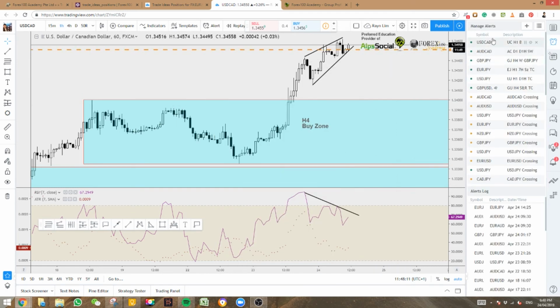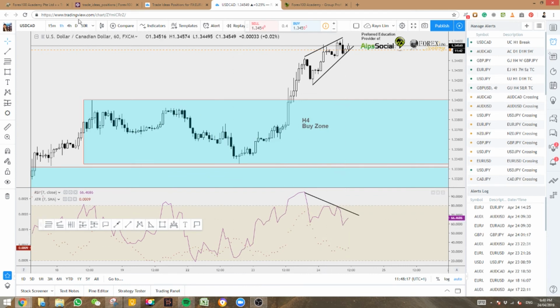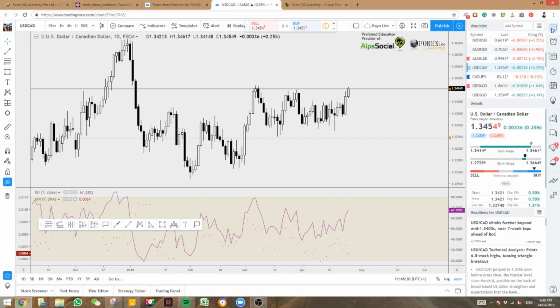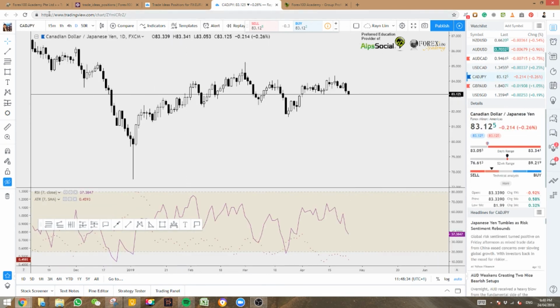Alright, so this is a counter trend trade, so better put in to manage expectation. Yes, that's my wedge. Last pair, Cat Yen. Sorry, last two.